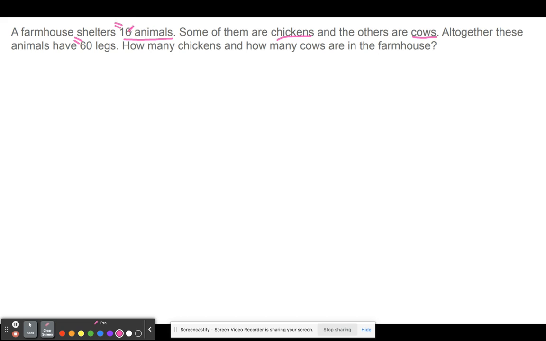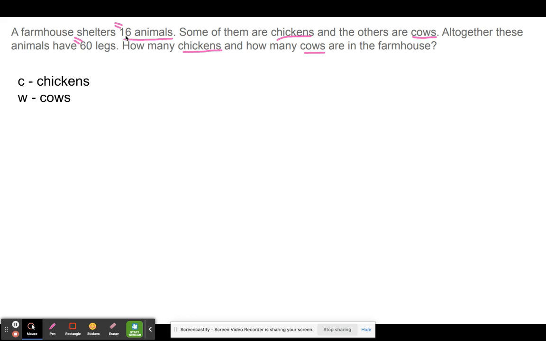One's going to be about the total animals, and one's going to be about the total amount of legs that these animals have. So how many chickens, all right, so there's our first variable, and how many cows, there's our second variable, are in the farmhouse. Okay, well, first of all, let's define the chickens and cows. Well, for chickens, we'll call it C, but notice how cows are also C. So for cows, I'll just go ahead and use W, just because that's the next letter that I think stands out. Okay, so we're going to do C for chickens, W for cows.